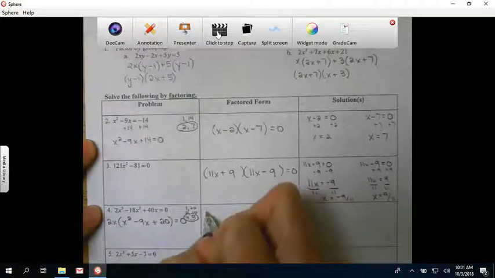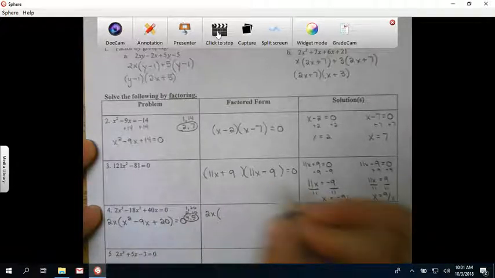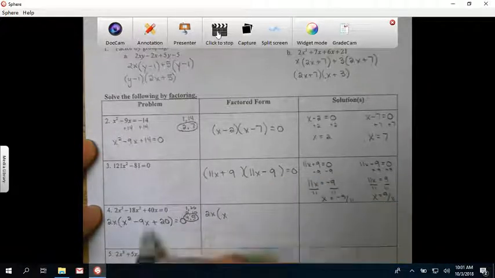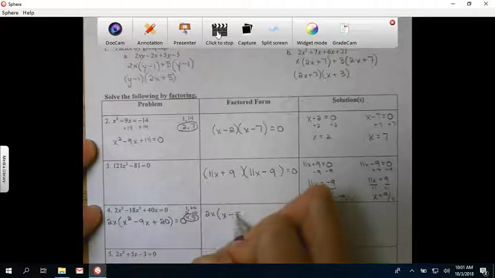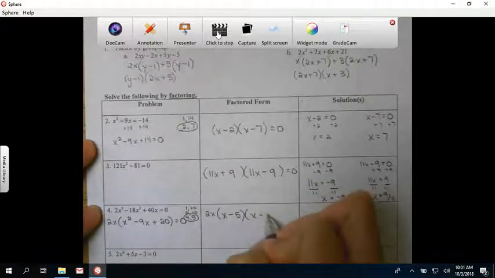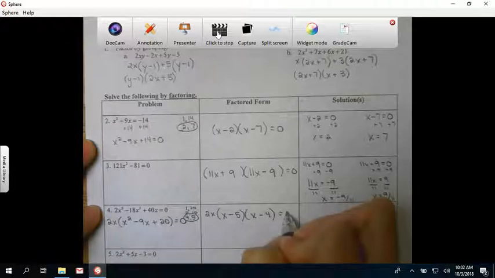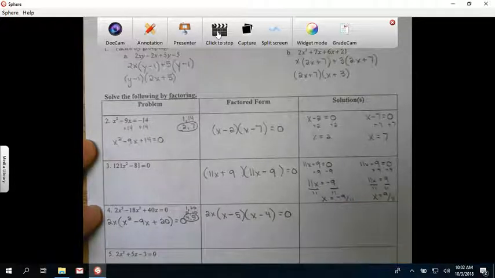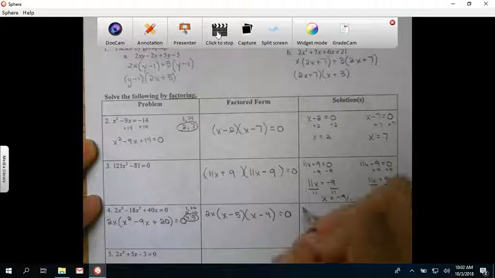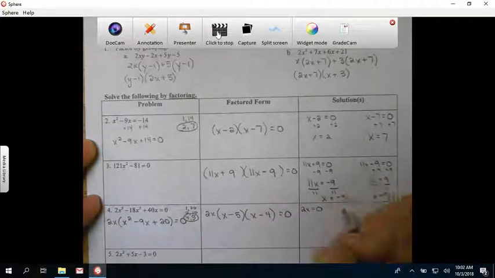So I still have this 2x on the outside, but they're adding to give me a negative 9, so I know both of them should be negative. So there is my factored form. Now when I find my solution, since my original was a cubic, I should have 3 solutions. So do not forget to set this 2x equal to 0.